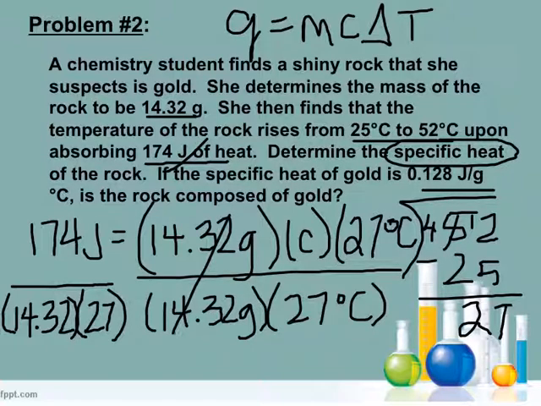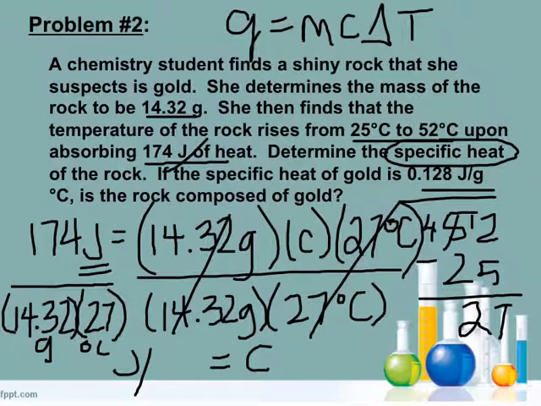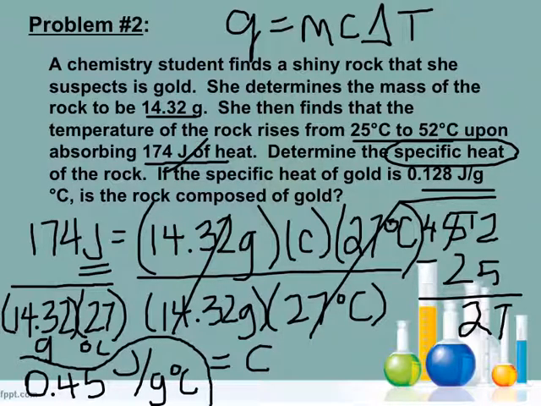Alright, this cancels here, this cancels here. I'm left with C. When you do your math, it should come out with the units of joules per gram degrees Celsius, which is the units of specific heat. So, do the math. I'm going to pause for a second. You pause, find your number, come back. Okay, so my answer was 0.45 joules.